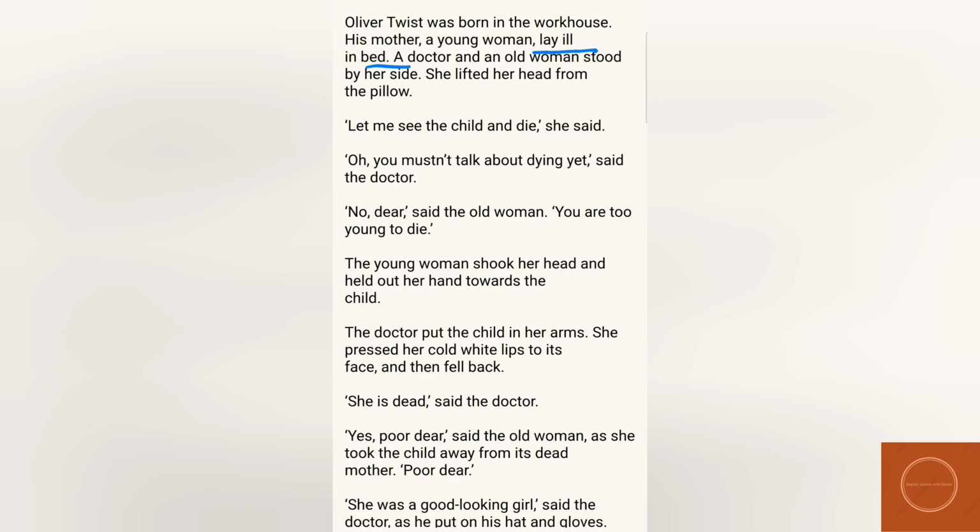It means the doctor had pity on the lady that she says such things because she was just a young woman. She had just given birth to a child and she just wants to die. So that is why the doctor said this line.